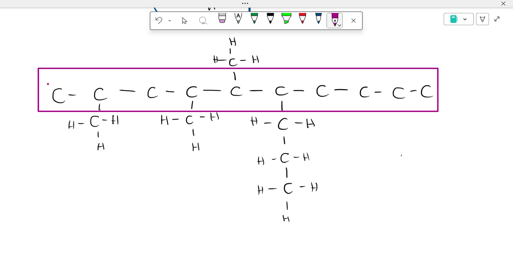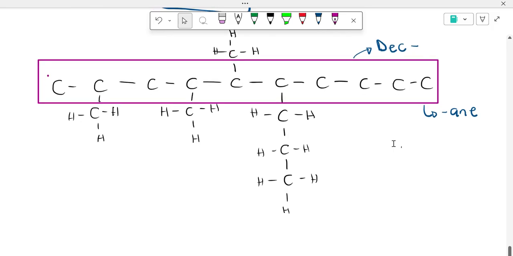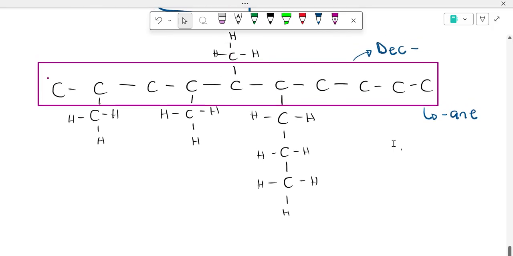Okay, right. So we've identified our longest continuous chain. Because of the number of carbons, we're looking at the prefix dec. Yes. And because it's an alkane, we're looking at the suffix ane. And now, from here onwards, what am I going to look at?